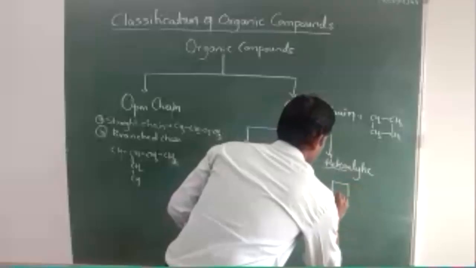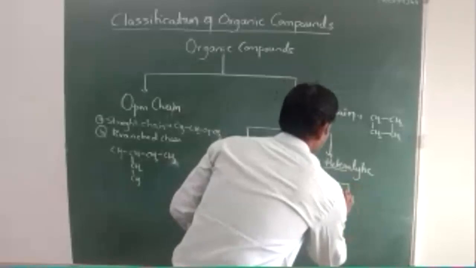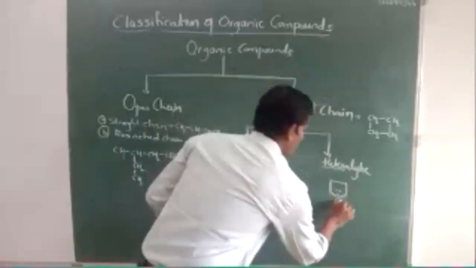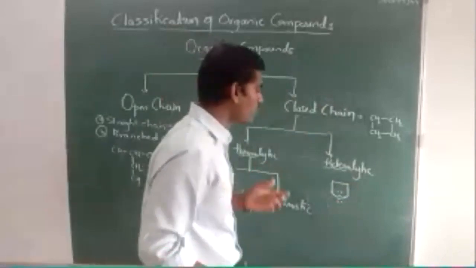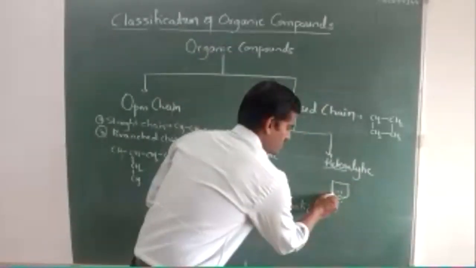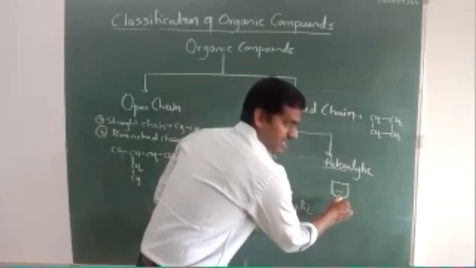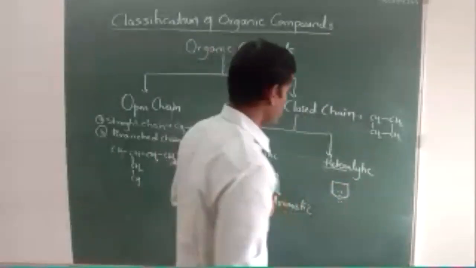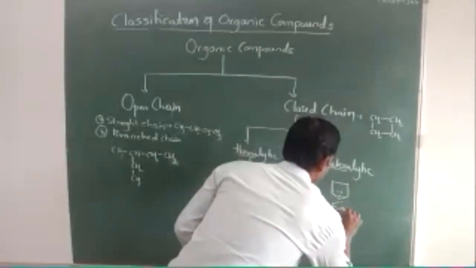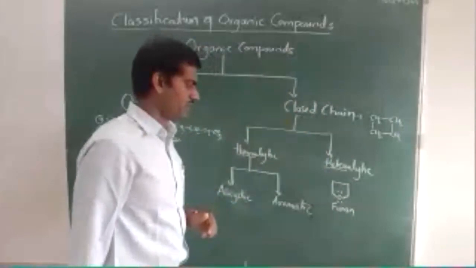Then what do we mean by heterolytic? Instead of a carbon atom, if any other atom is present, like oxygen or sulfur. I'll give an example. This is an example for heterolytic. Here also CH2, CH2, CH2 is there, but it must have carbon here. Instead of carbon, we have oxygen. This compound is called furan.